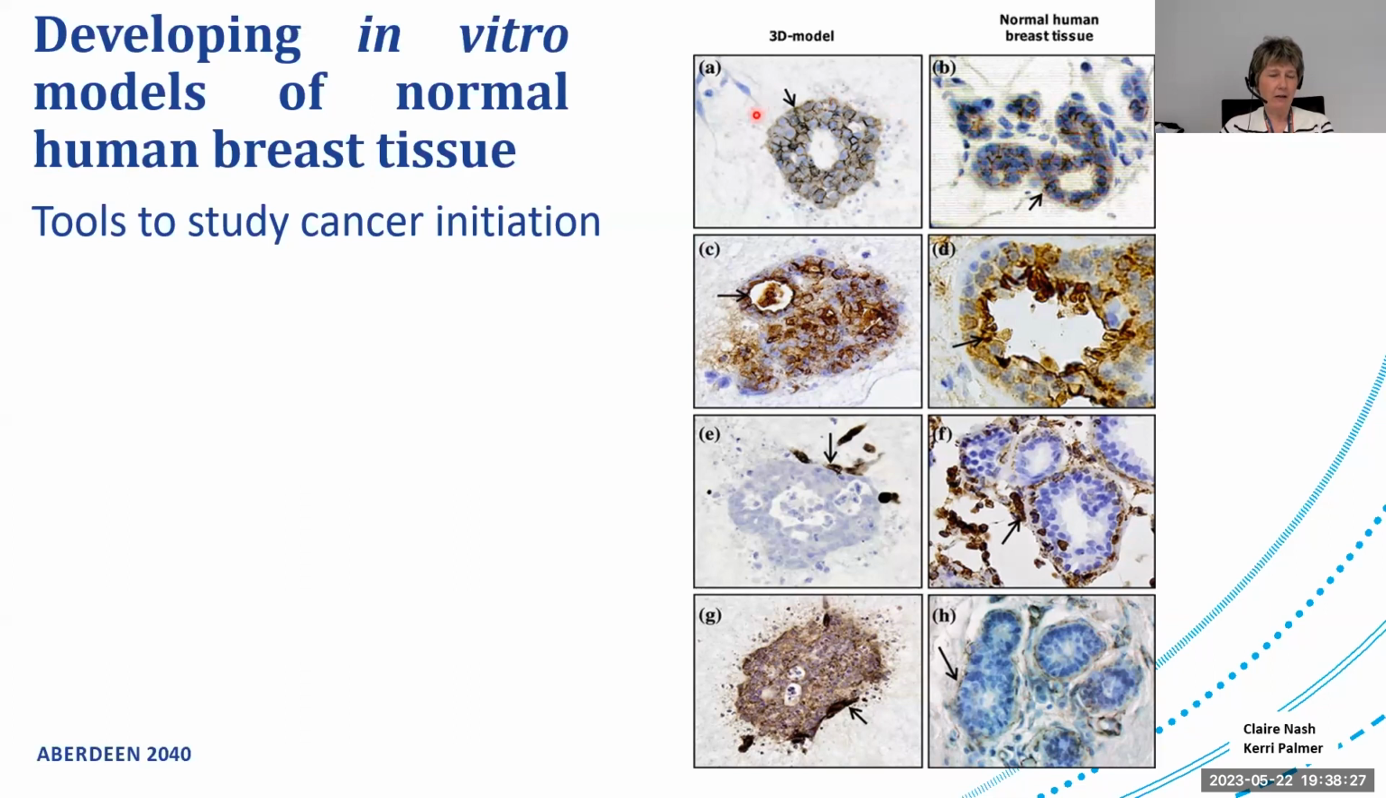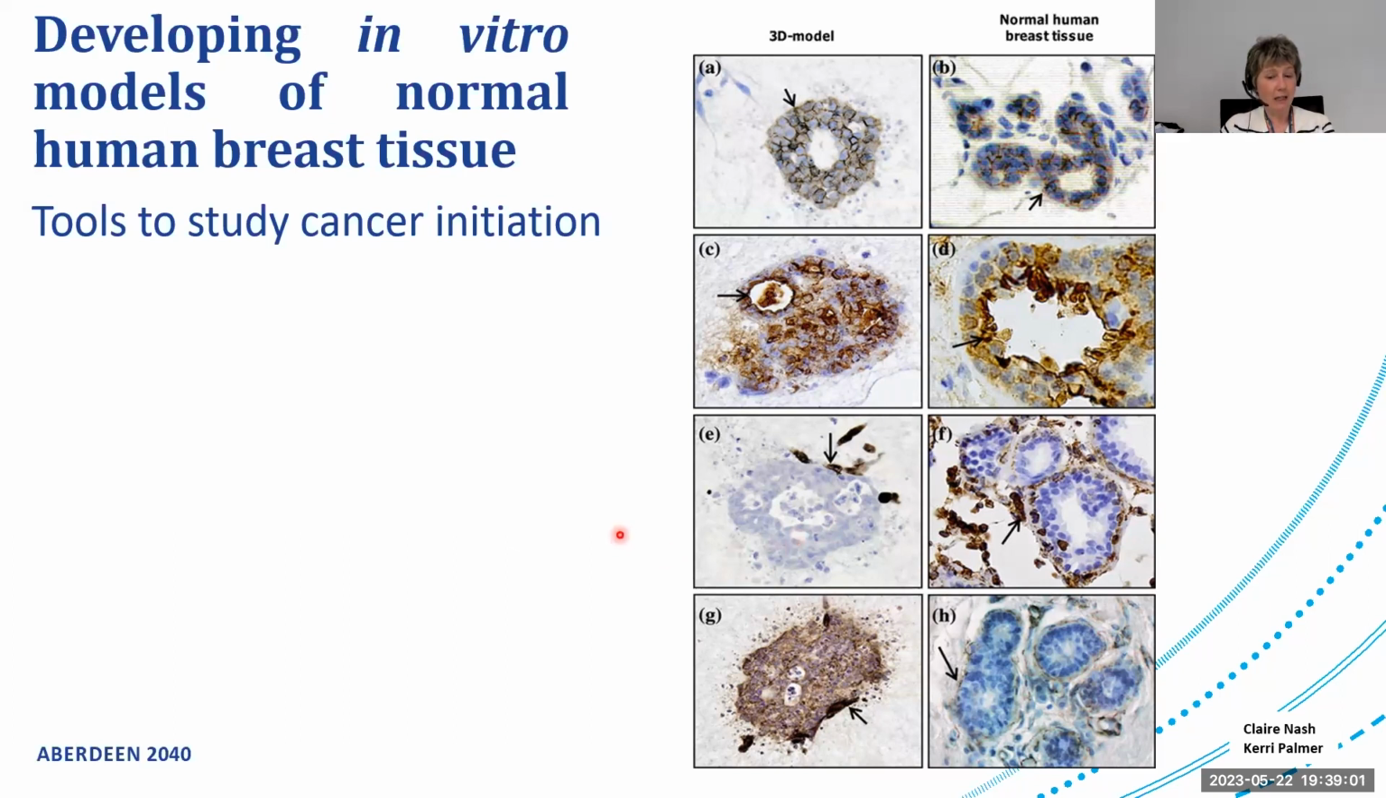These are the 3D models on the left-hand side, and this is the architecture of the normal human mammary tissue on the right-hand side. And you can see that with each of these biomarkers, we see very similar profiles when we develop the 3D in vitro model. And we've gone on to use these models to study the initiation of ductal carcinoma in situ. And these models are very reminiscent of what DCIS looks like in human tissues.